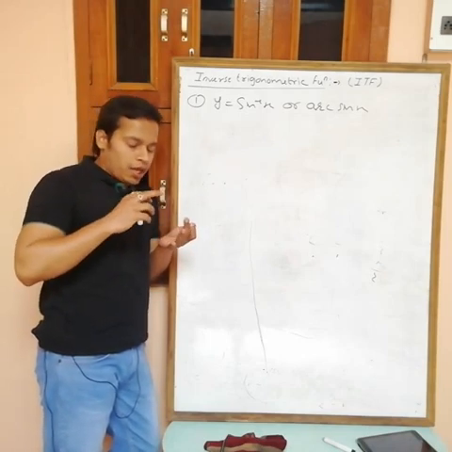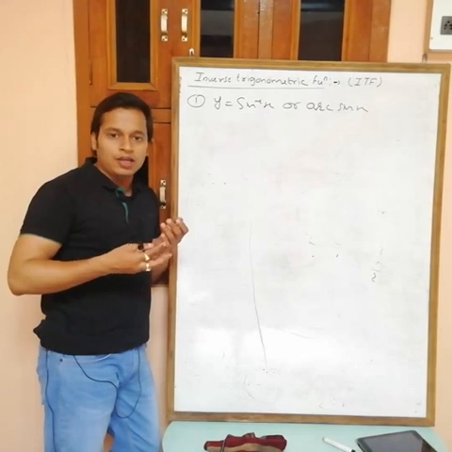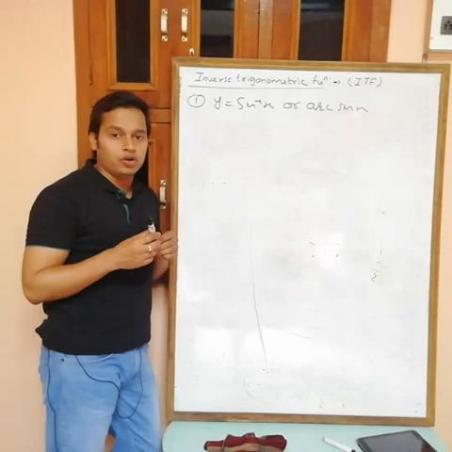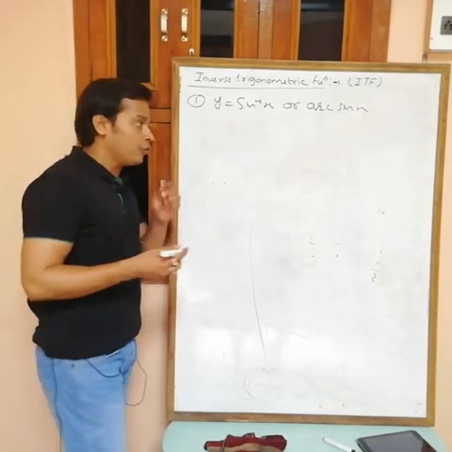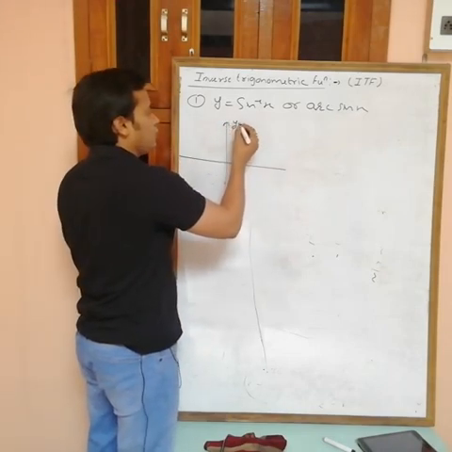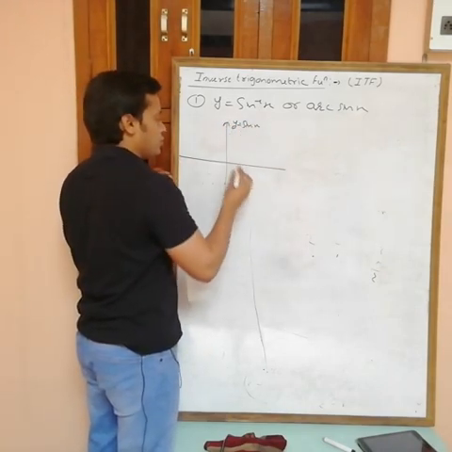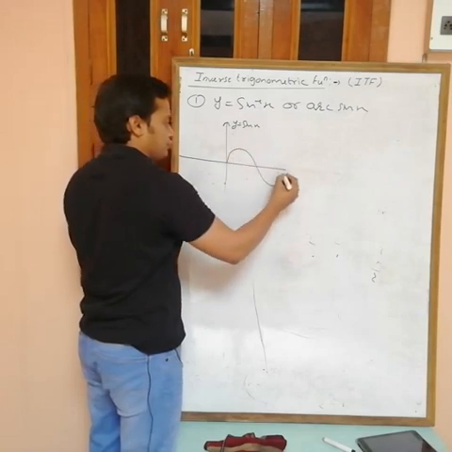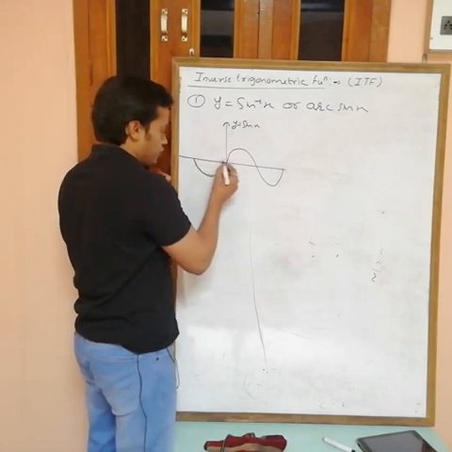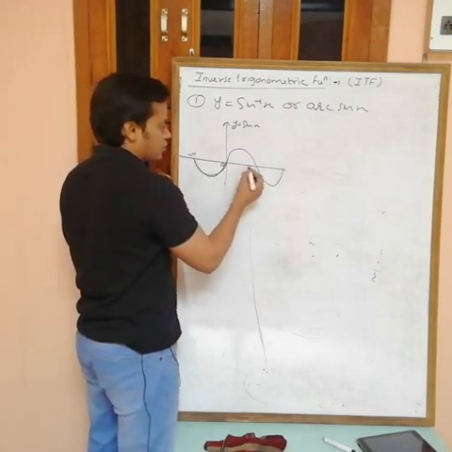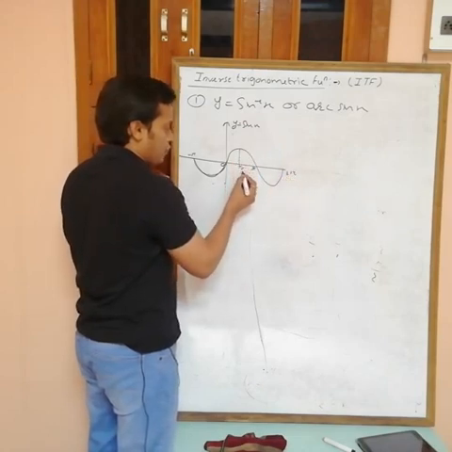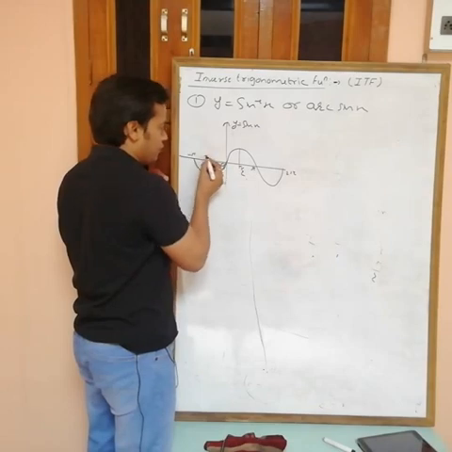We know that any function is invertible if the function is 1-1 and onto, but sine x is not 1-1. Sine x is many-one. If you draw the graph of sine x, y equals sine x, I am drawing only from minus pi to plus 2 pi. So this is minus pi, 0, pi and 2 pi. Here we have pi by 2, and here we have minus pi by 2.